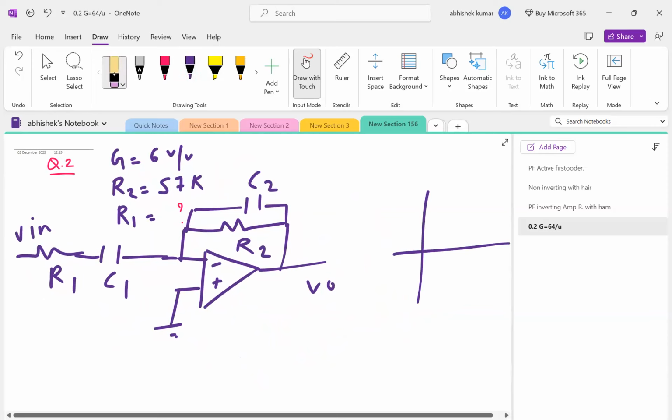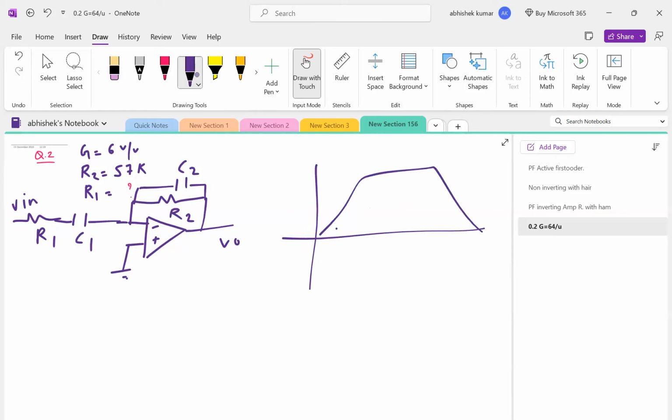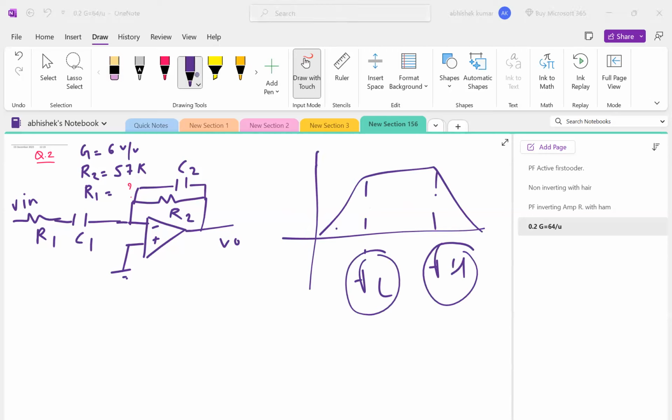Let me show you how the gain will look, so that you can understand what the baseband or passband is. Basically, we have two frequencies, FL and FH. FL depends upon the high pass filter, and FH depends upon the low pass filter values. And this gain they are talking about is nothing but R2 by R1.